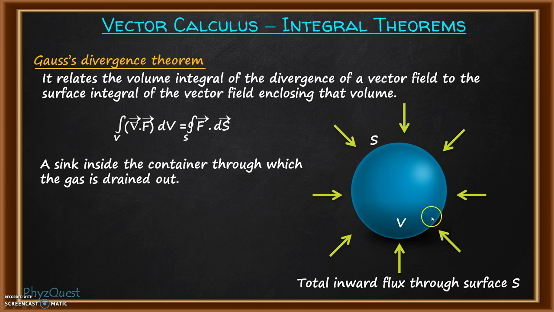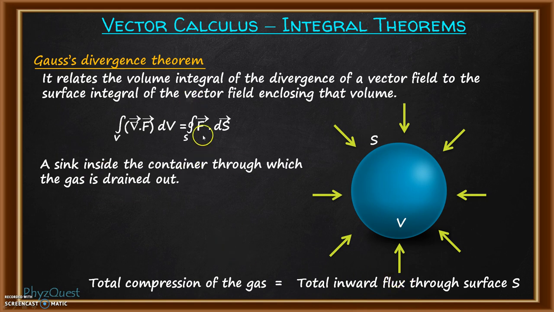Suppose you are considering a balloon. So obviously if the gas is draining out, the volume will compress. So in that scenario, this total inward flux through the surface S will be the same as the total compression of the gas. So again, here the situation is reversed, but the definition remains the same. The only difference is here we are considering an inward flux.